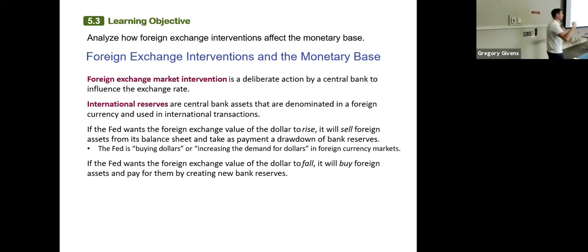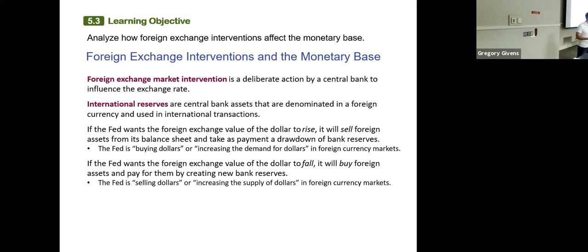Okay, the opposite. What if the Fed wanted the exchange value of the dollar to fall? They wanted the dollar to weaken or depreciate. It's going to do the exact opposite. This time, the Fed will actually buy foreign assets. It will add to the asset side of its balance sheet by increasing its holdings of international reserves. Okay? In that case, what the Fed is said to be doing is basically selling dollars and acquiring international reserves. So the Fed is essentially increasing the supply of US dollars in these foreign currency markets, which helps lower the exchange rate. Okay? And again, how does it do this in practice?